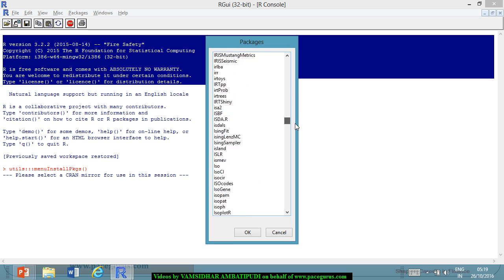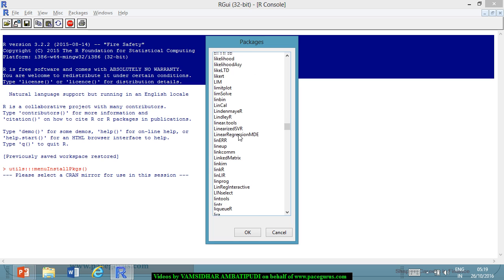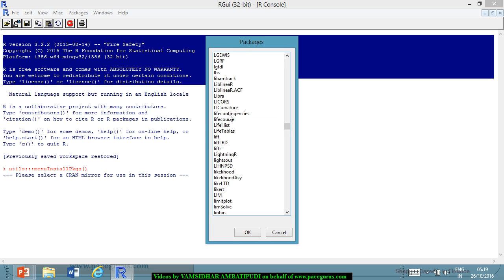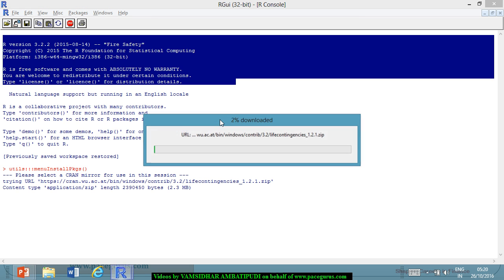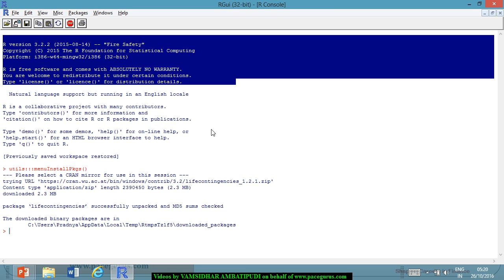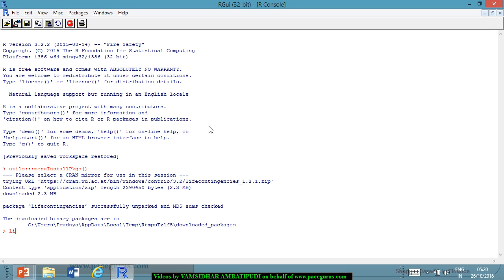Live contingencies. Okay. So this is the package that we are going to work with for computing our interest to discount, discount to interest, etc. So remember, discount is nothing but the present value of the interest that you are going to receive at the end of the period.